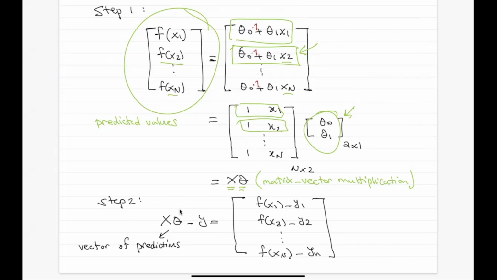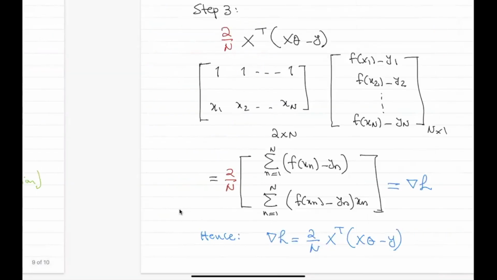Now, since one part of this whole process is to find the difference, or the residual, which is the difference between predicted and true values, we can subtract y from X times theta, where y is the vector of all true outputs. This will give me a vector with all the residuals: residual for data point 1, residual for data point 2, etc., up to n. And just to make sure, this is uppercase N here. So remember that X theta minus y is an n-dimensional vector which contains all these residuals.